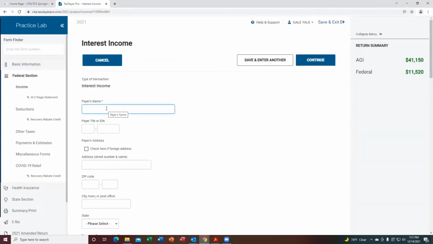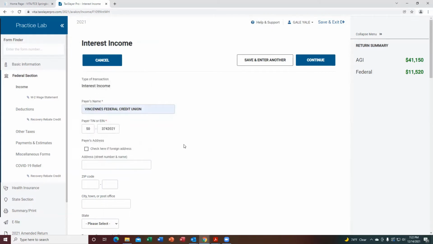Again, the information as it appears on the form. The payer's name is the bank or wherever the money was held that paid interest. So I'm just going to enter the information as it appears on the form. And since I already had it there, I'll just accept what I had entered previously. The payer identification number, again, I'll just use a number that I had previously used.